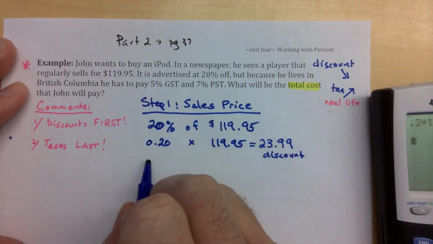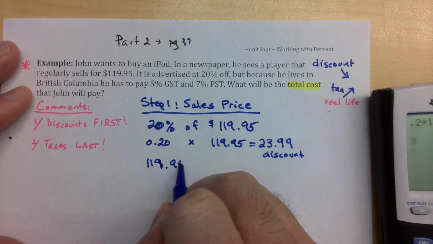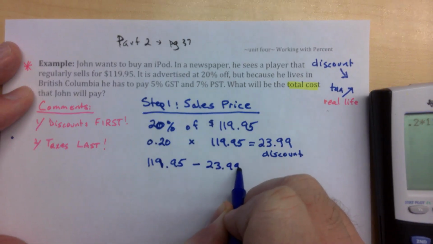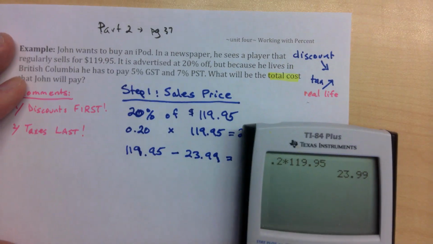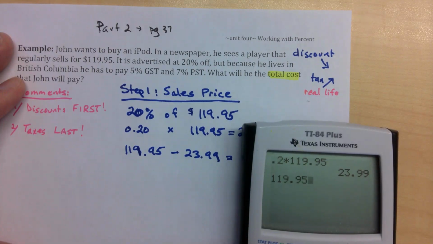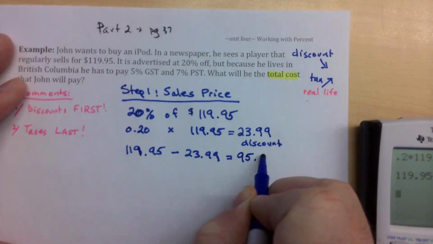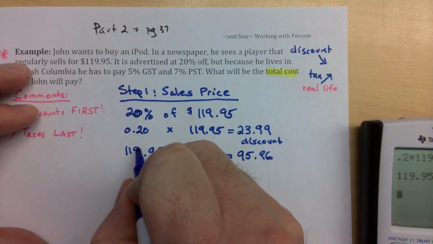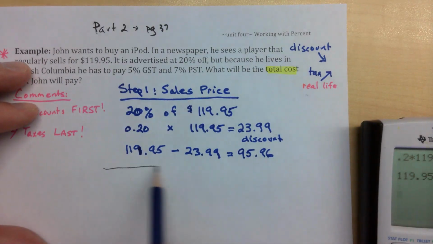Okay, so let's take $119.95 and subtract $23.99. 119.95 minus 23.99 is $95.96. Okay, that's a 9. $95.96. So that part is done.